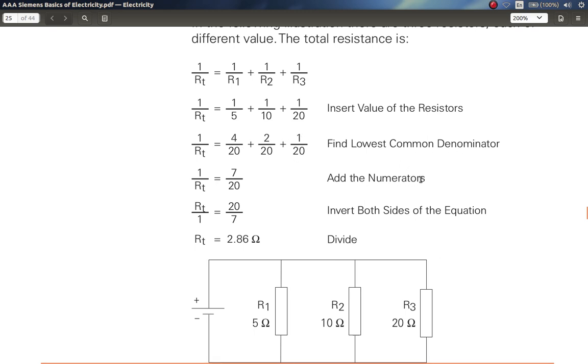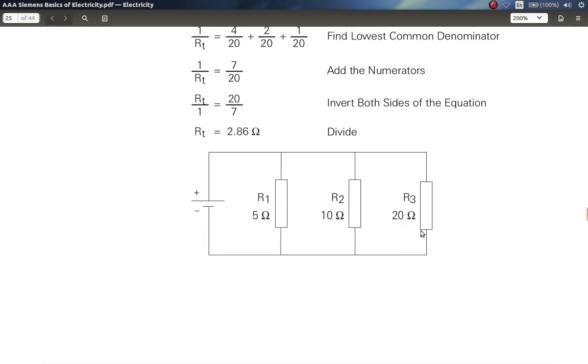We add the numerators over the common denominator, and you invert both sides of the equation. You find the reciprocal of both sides. RT over 1 is 20 over 7. 20 over 7 is 2.86 when you divide.